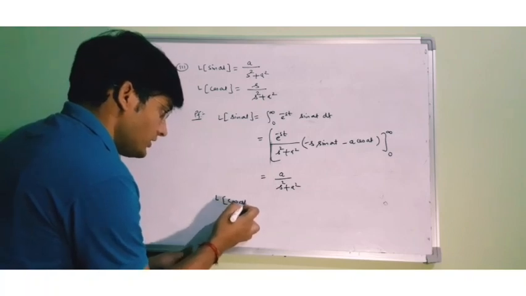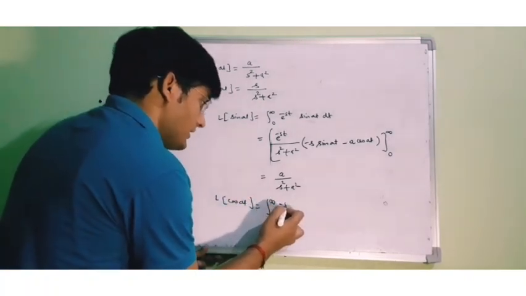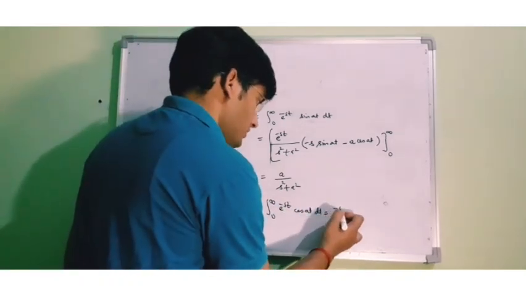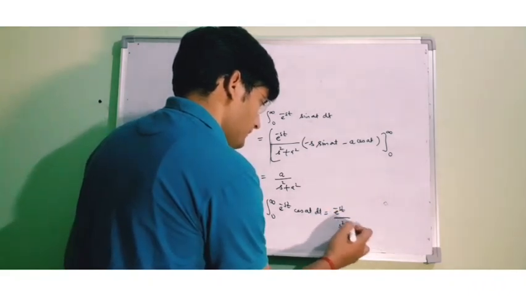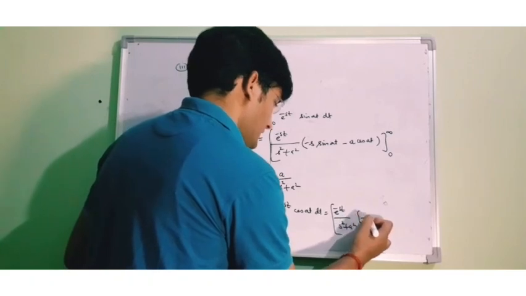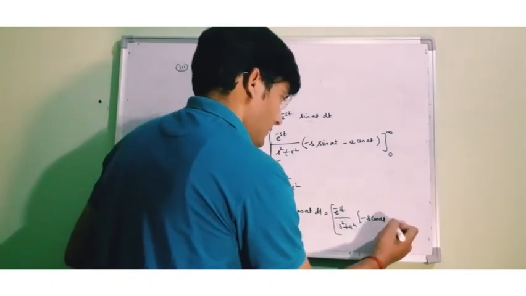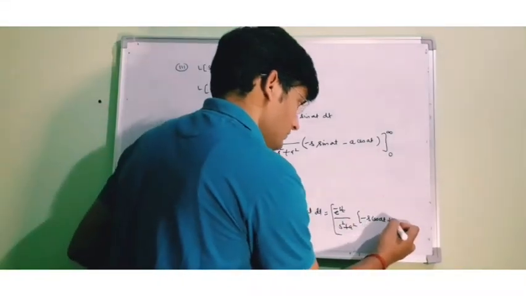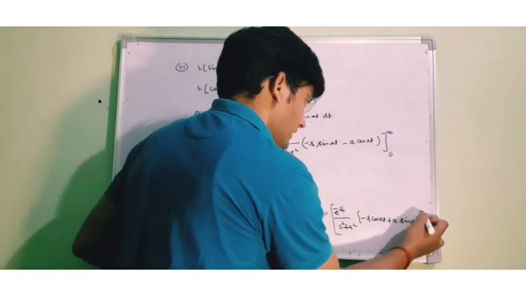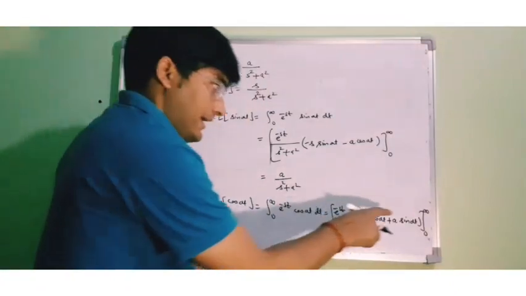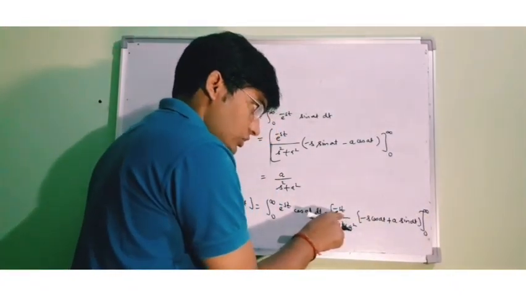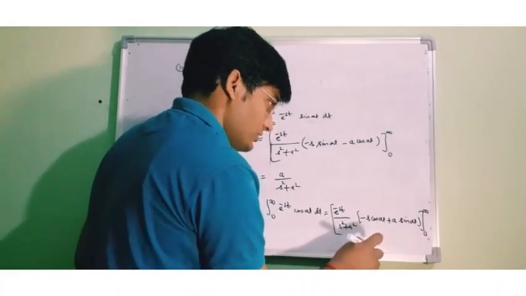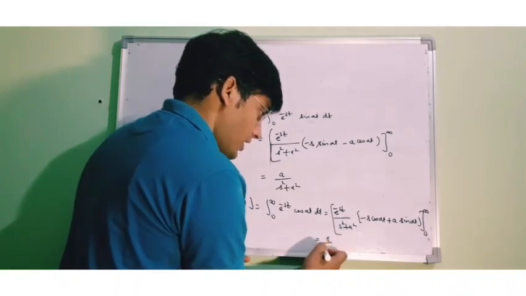Similarly, the Laplace of cos at is equal to the integral from 0 to infinity of e to the power minus st cos at dt. Again, using the property of the definite integral, this is equal to minus s cos at, then the differentiation of cos at, which is minus, so it is plus a times sine at, with limits from 0 to infinity. Our upper limit will be e to the power minus infinity, which is 0, and our lower limit will become plus s, because cos 0 is 1 and sine 0 is 0. So this is equal to s upon s square plus a square.